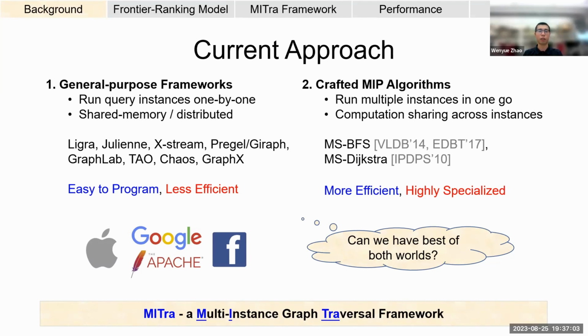The second one is to use crafted multi-instance processing algorithms like multi-source BFS, multi-source Dijkstra. They run multiple instances in one go with computation sharing across instances. They are more efficient, but highly specialized. So can we have the best of both worlds? In answer to this question, we present Mitra, a multi-instance graph traversal framework.